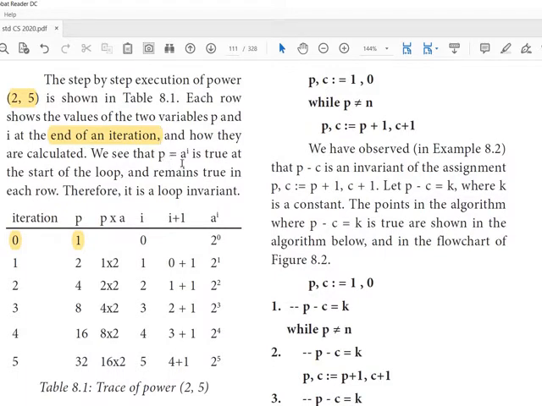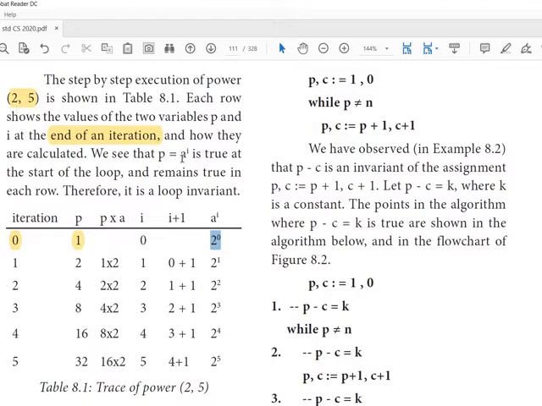P equal to a to the power i is true at the start of the loop and remains true in each iteration, and it is a loop invariant. See here, a to the power i.